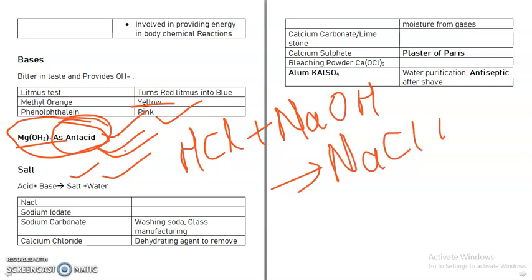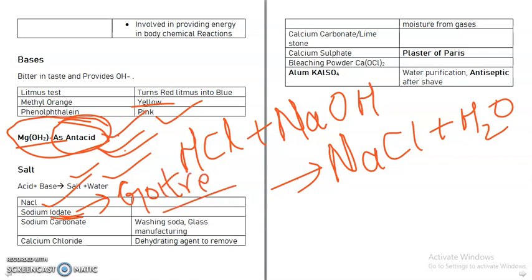Whenever we mix acid and base, we get salt and water. The most common salt is obviously sodium chloride, used in food. Then sodium iodate: iodine means thyroid, and it helps in goiter disease prevention. Then sodium carbonate, used in washing soda, Na2CO3. Then calcium chloride, a dehydrating agent to remove moisture from gas.